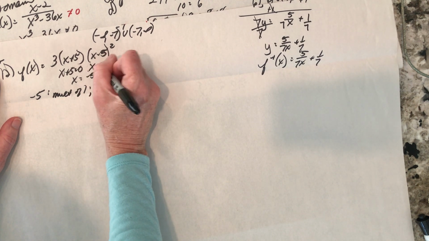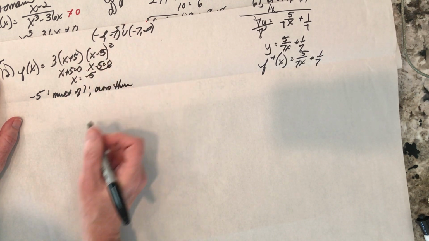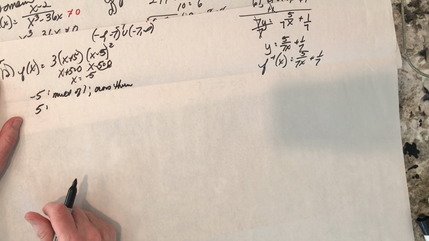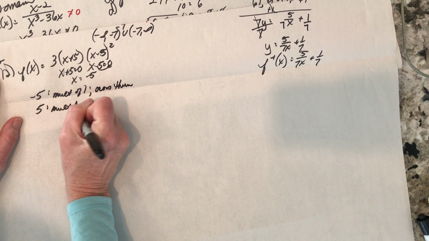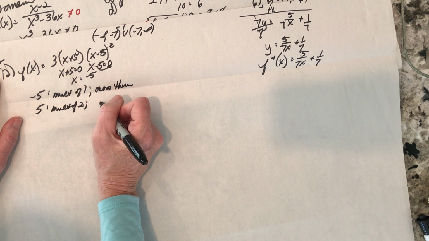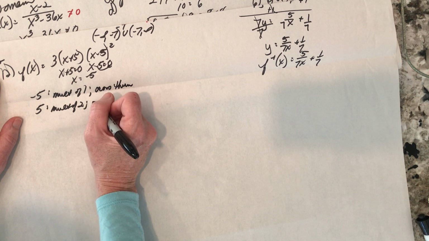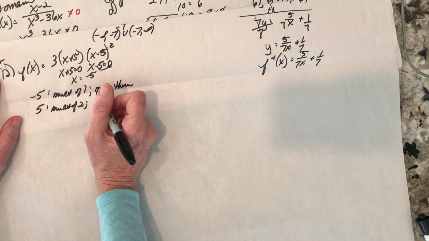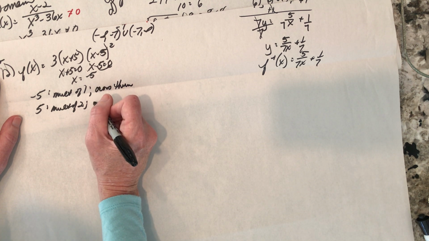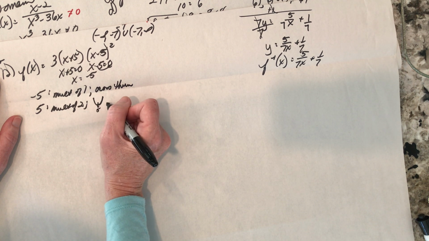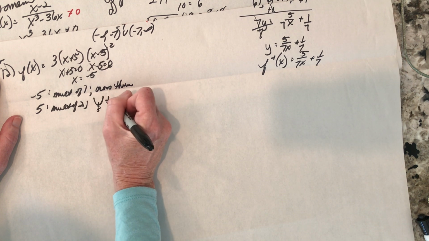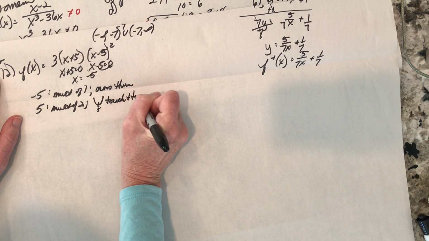This, x minus 5 equals 0. Move the minus 5 over, and we get 5 as a 0. It has a multiplicity of 2. And that means that it is going to go to the x-axis and bounce. What do they call that? Touches the x-axis and turns around. So it'll touch the x-axis and turn around right there at 5. So touch and turn.